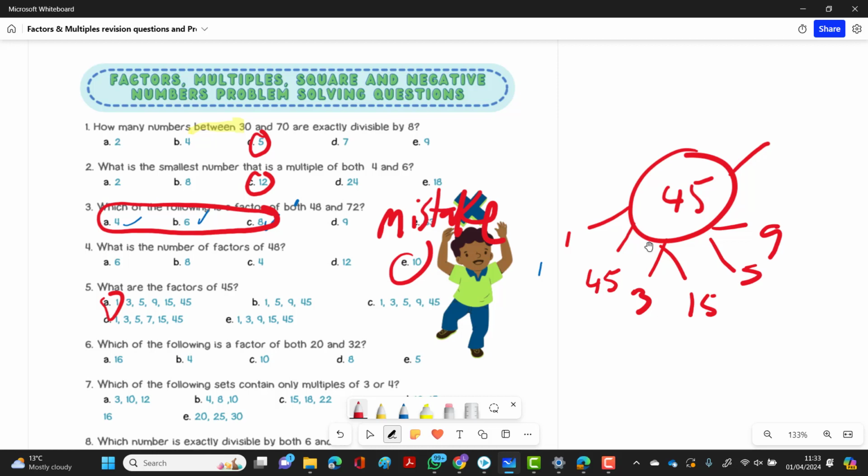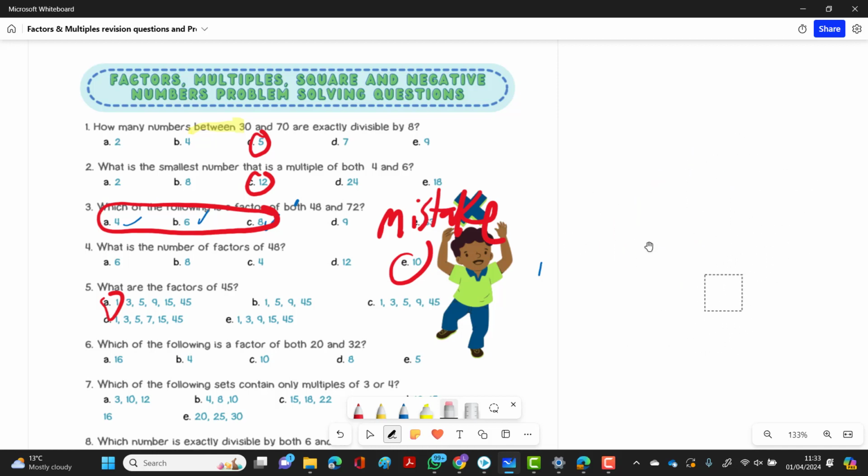Is a factor of both 20 and 32. That's easy. 4 it was, so not that, not that, not that. Okay, good.